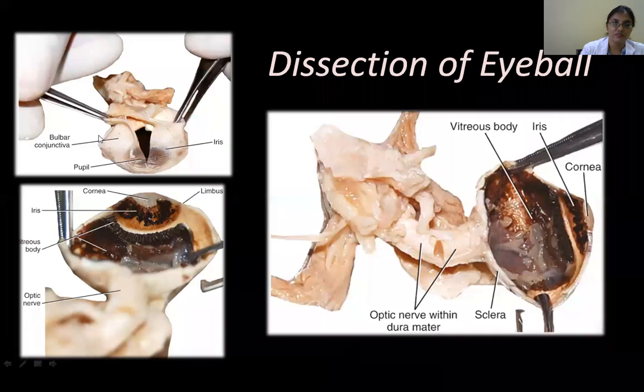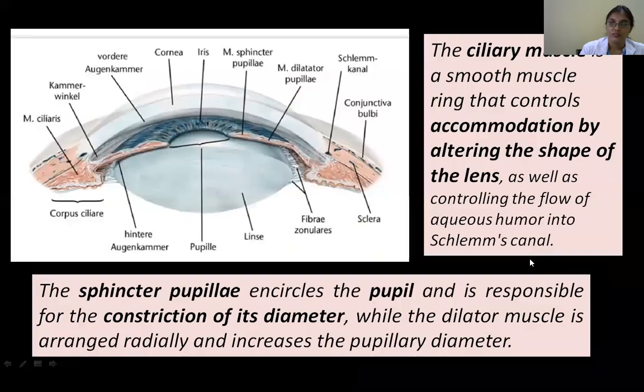And this is the dissection of the eyeball. You can see this is the iris, and this part is the pupil, and this is the cornea. In this section, this is the lens, and this is regulated by the ciliaris muscle. Okay, so this is important for accommodation.